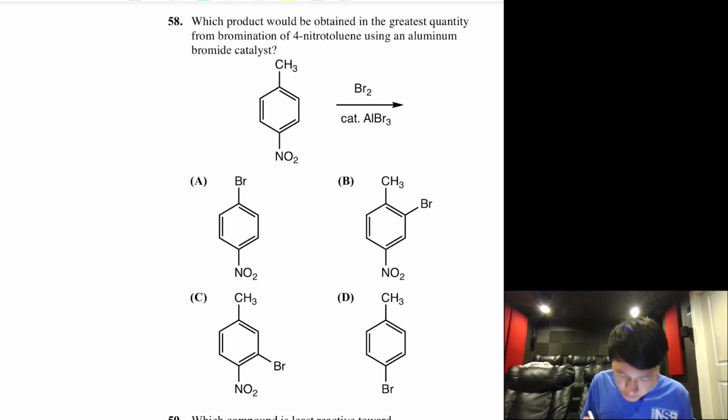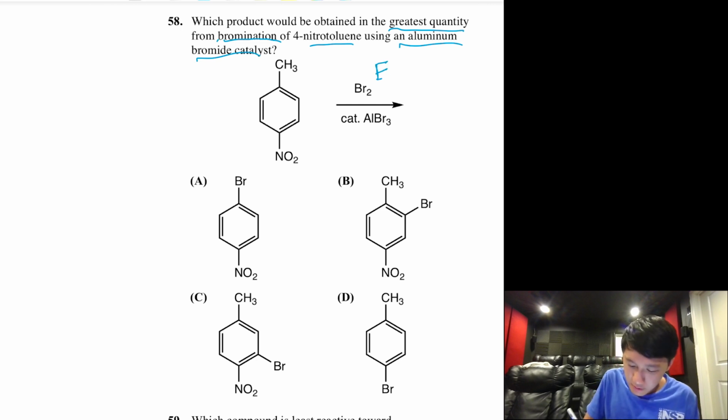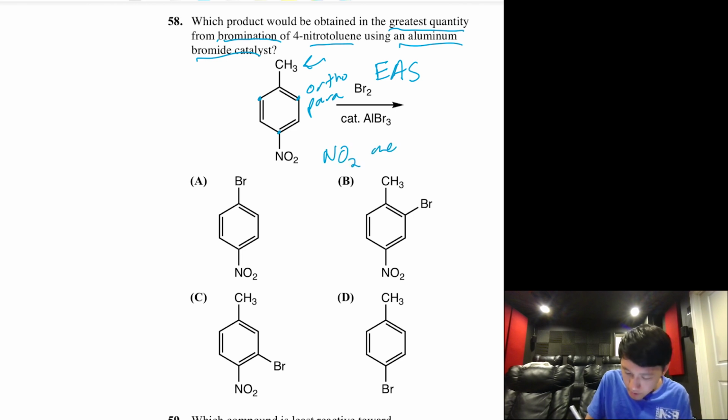Problem 58. Which product would be obtained in the greatest quantity from bromination of 4-nitrotoluene using an aluminum bromide catalyst? So this is an electrophilic aromatic substitution, in particular bromination. And we just need to know the regioselectivity of the groups on here. So the methyl group is a weakly activating group, and it's going to be an ortho-para director. So it's going to direct compounds here and here. And then the nitro group is a strongly deactivating group, and it's going to be a meta-director. So it's going to direct here and here.